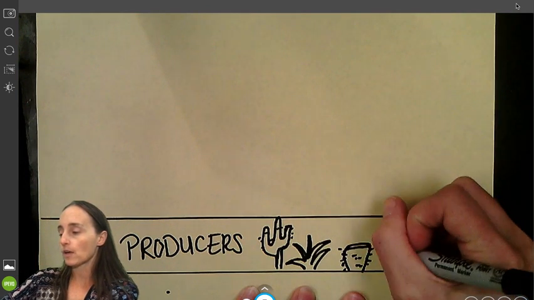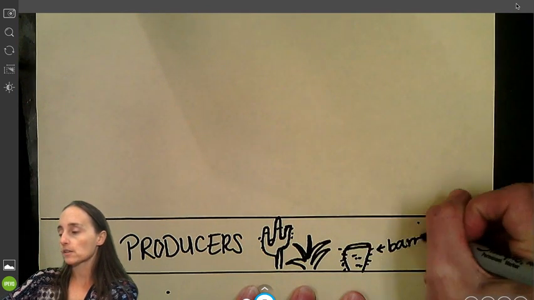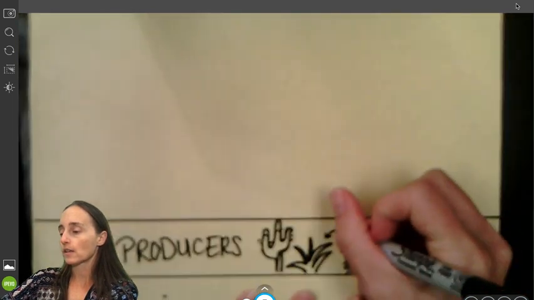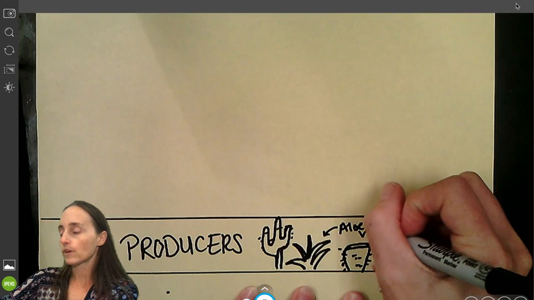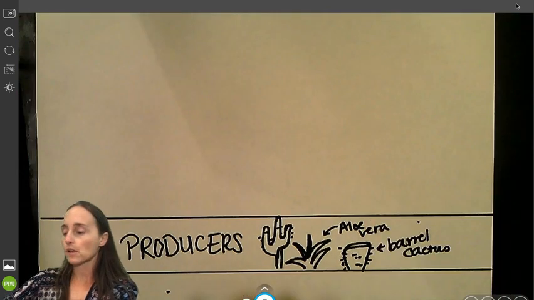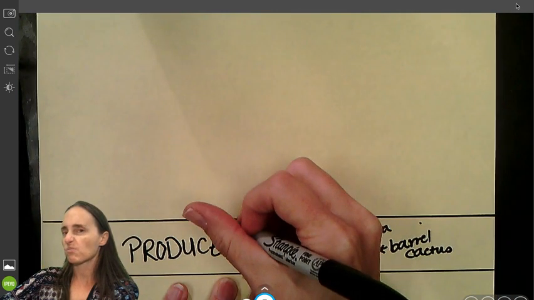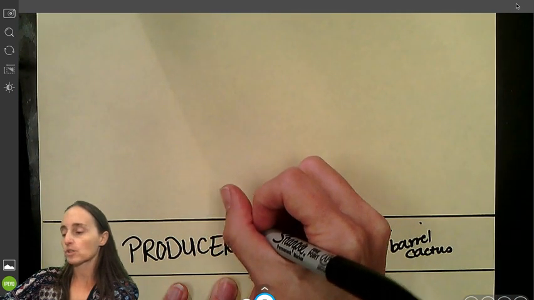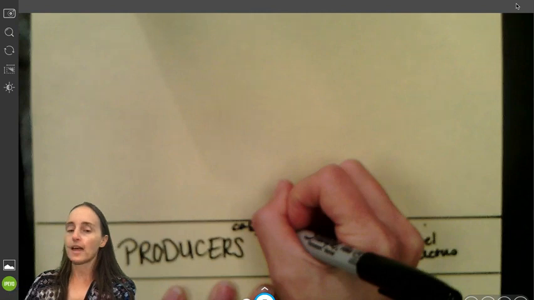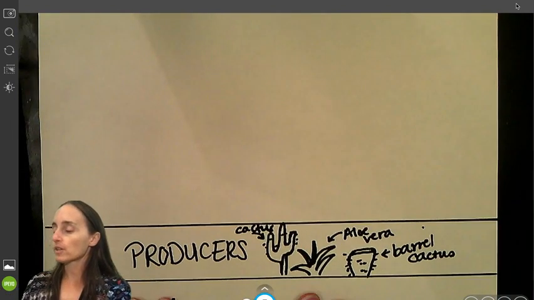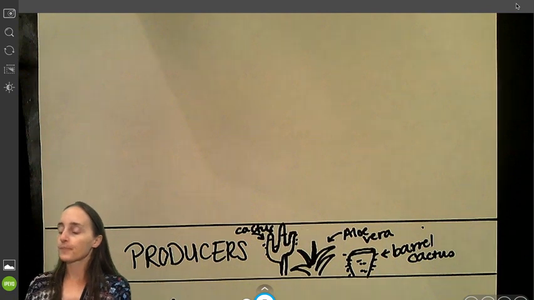So this is a barrel cactus. This is aloe vera. It's funny, I'm totally just making this up. You're going to have to come up with your own. And this is another cactus thing, so I'll call this a saguaro cactus. I don't know, I'm just going to call it a cactus. But you'll need to actually look yours up. So you'll look up your environment and you'll label them.